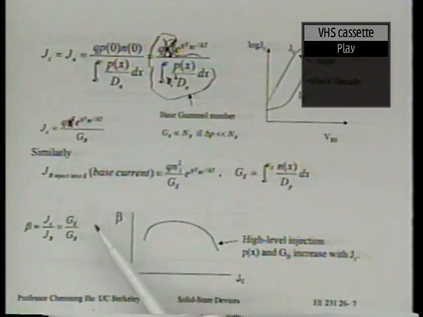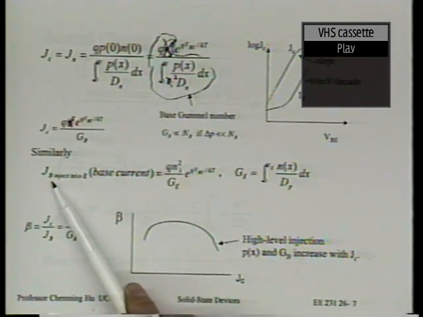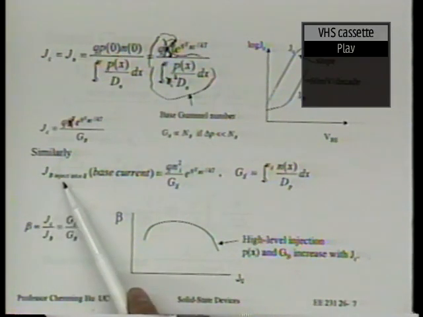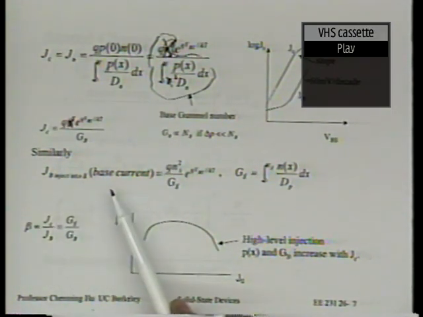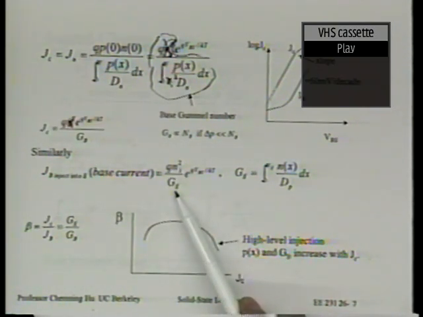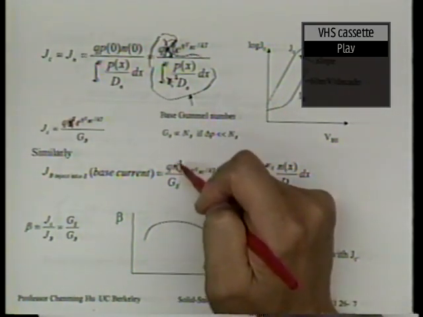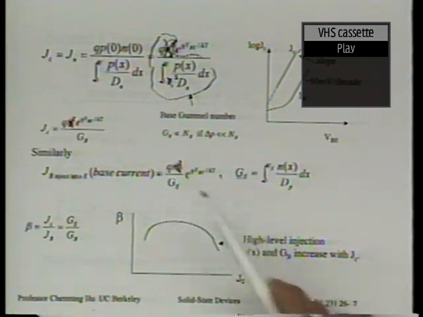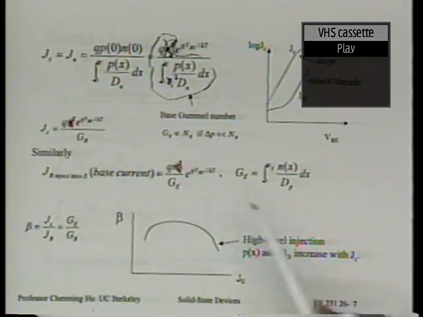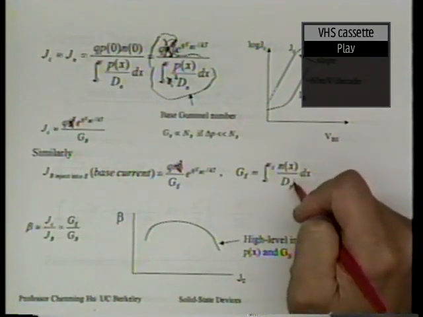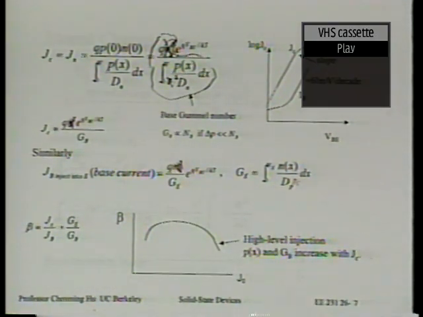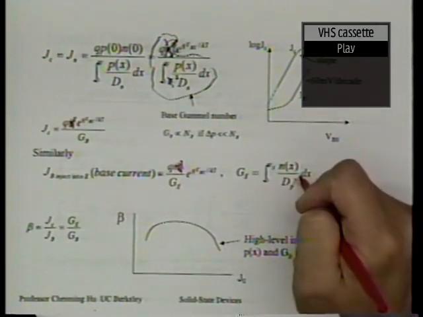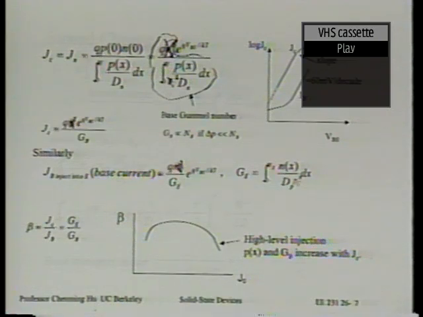Very similar analysis can be done to show that the hole current injected from the base into the emitter, we call this base current. Base current, which flows into the emitter, is also equal to q n_i squared over G_E times e to the qV_BE over kT. We will call this G_E the emitter Gummel number. So I have a base Gummel number, G_B, and an emitter Gummel number, G_E. I can add n_i squared here as well. This will be more general.